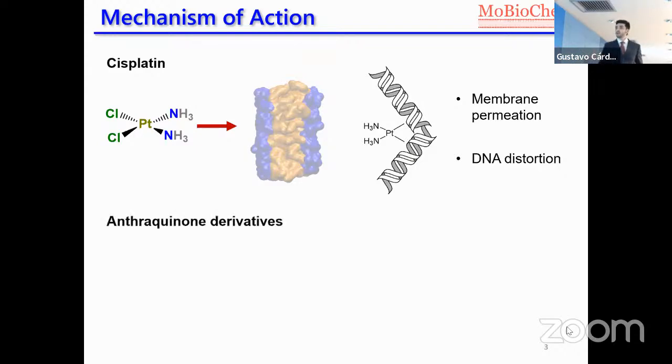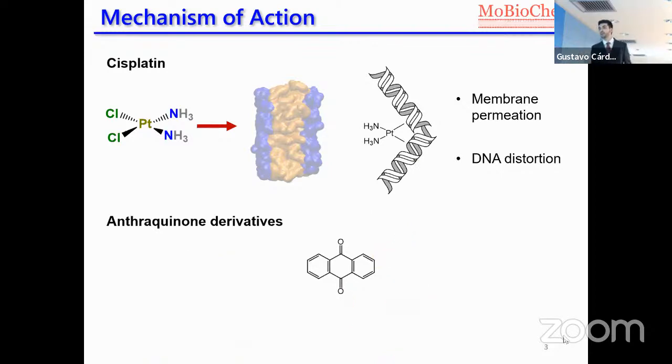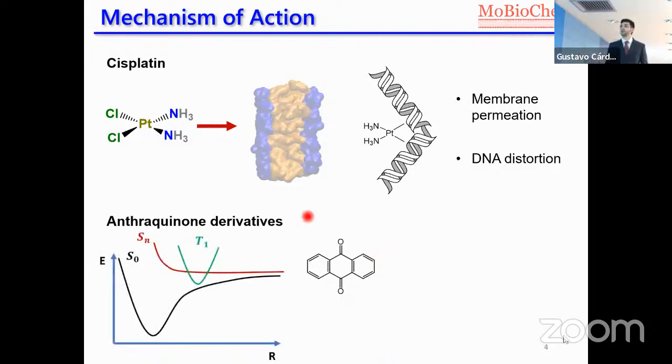In the second case, we have the anthraquinone and some of its derivatives. So in all these cases, these molecules could either react with the molecules of the cellular lipid bilayer, or they could also enter and interact with DNA, ultimately causing DNA damage. Now, in this latter case, here we have a representation of the different potential energy surfaces of the ground state and the electronic excited states.